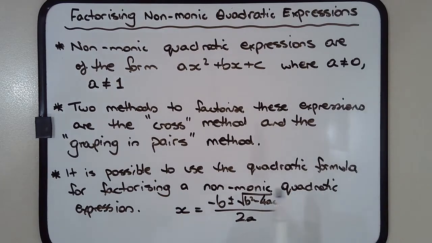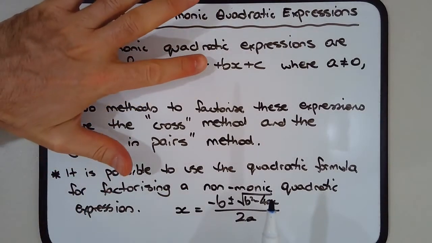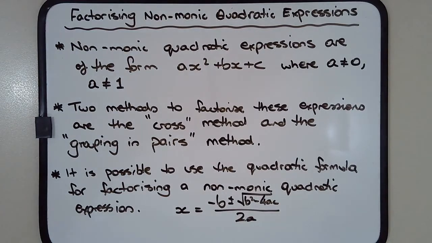And if a is equal to 0, then guess what? That disappears, and you're left with bx plus c, which is linear. So we don't care about that. So we'll stick to the non-monic case here, where a is some value other than 0 or 1.